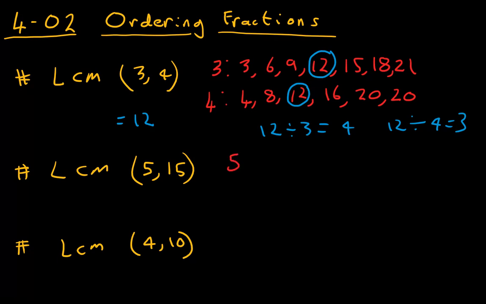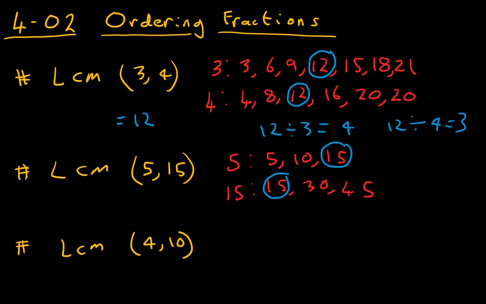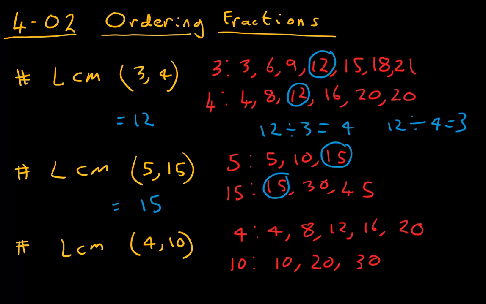Okay, so you should have done that by now. The multiples of 5 are 5, 10, 15. Multiples of 15 are 15, 30, 45. The lowest is 15. The multiples of 4 are 4, 8, 12, 16, 20. Multiples of 10 are 10, 20, 30. The lowest is 20.